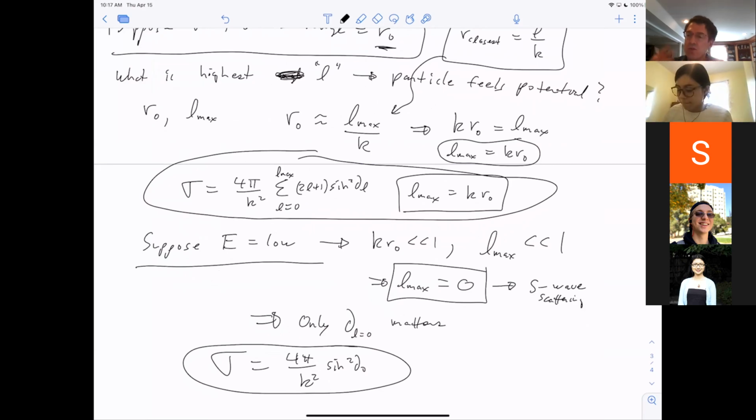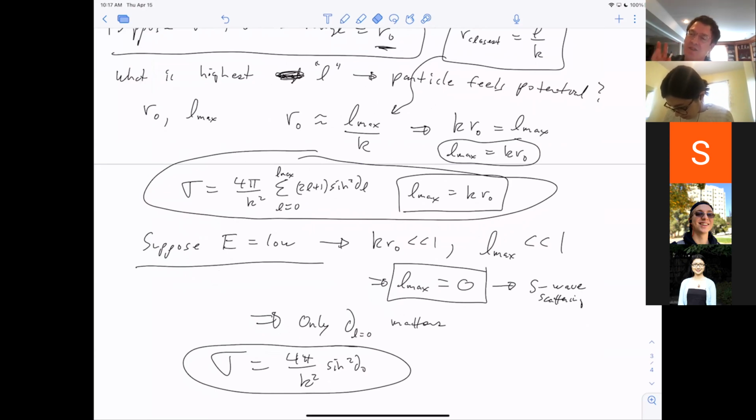Because I only need the L equals 0 component, which is the S wave. Remember from last semester, SPD: L equals 0 is S, L equals 1 is P, L equals 2 is D, right? You remember that? Yeah. And so this is called S wave scattering.